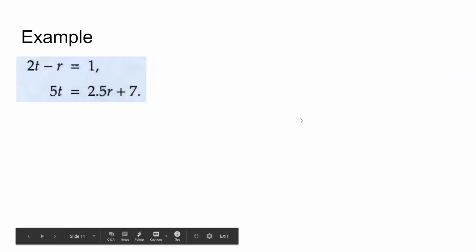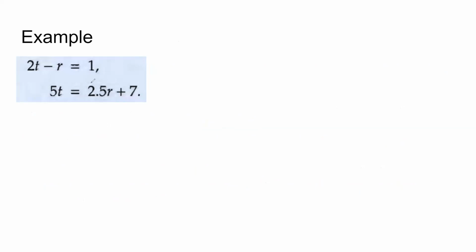So let's look at some examples of this. We have 2t minus r equals -1, and 5t equals 2.5r plus 7. If you look closely here, you'll see that we have 2 to 5, and then we have -1 to 2.5. So both of these are like 2.5 times the other one. So let's multiply this top equation by 2.5. This gives us 5t minus r equals 2.5.